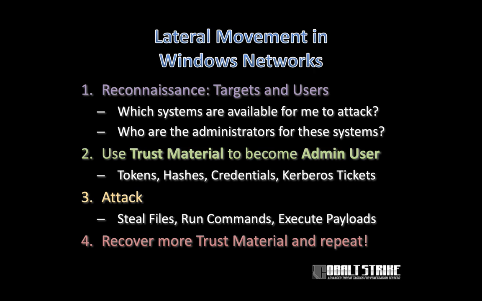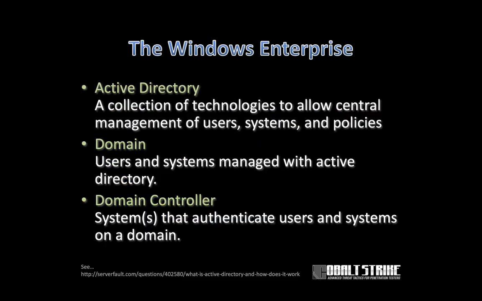Trust material are access tokens, password hashes, credentials, and Kerberos tickets. Step 3. Once you have authenticated to a system as an administrator user, you can use those rights to steal files, run commands, or execute payloads. Step 4. Use your new accesses to recover trust material and determine which systems you are able to move to next. Keep repeating this process until you end up where you need to be to meet your objectives. This is lateral movement.